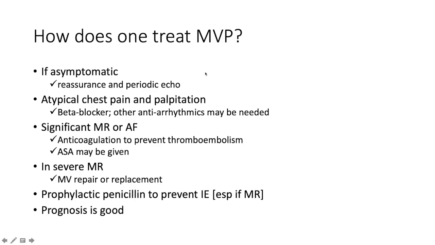If there's atypical chest pain with palpitations, that's the call for you to use beta blockade or any other antiarrhythmic which may be required. If the patient has significant mitral regurgitation or concomitant atrial fibrillation, you want to give consideration to anticoagulation to prevent any thromboembolic phenomena, and aspirin may be given. In severe mitral regurgitation, that's where you want to call upon mitral valve repair or replacement. Prophylactic penicillin is a good idea to prevent infective endocarditis, especially if there's mitral regurgitation. Prognosis overall for mitral valve prolapse, everybody, is quite good.